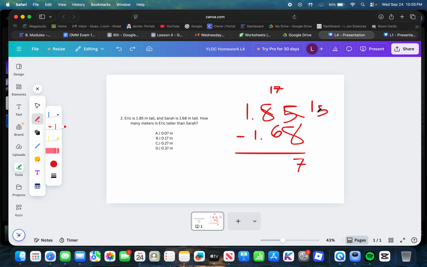Oops. This should not be a 17. 7 minus 6 is 1. So for number 2, you should get it as B. This is the difference between Eric and Sarah. And let's say you don't know, just plug in 1.68 with 0.17. Next question.